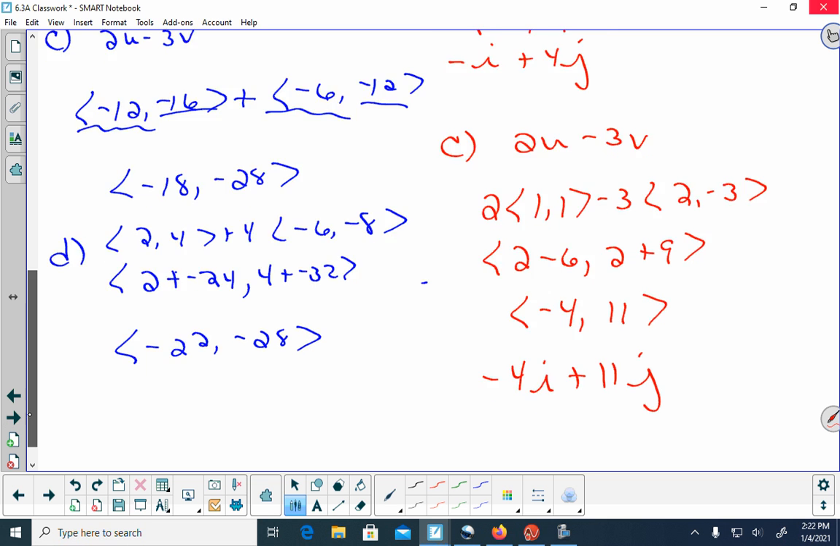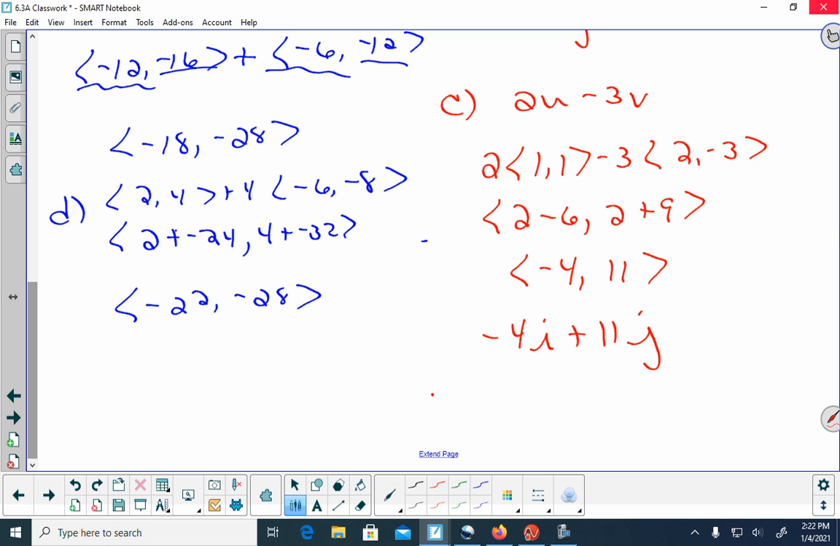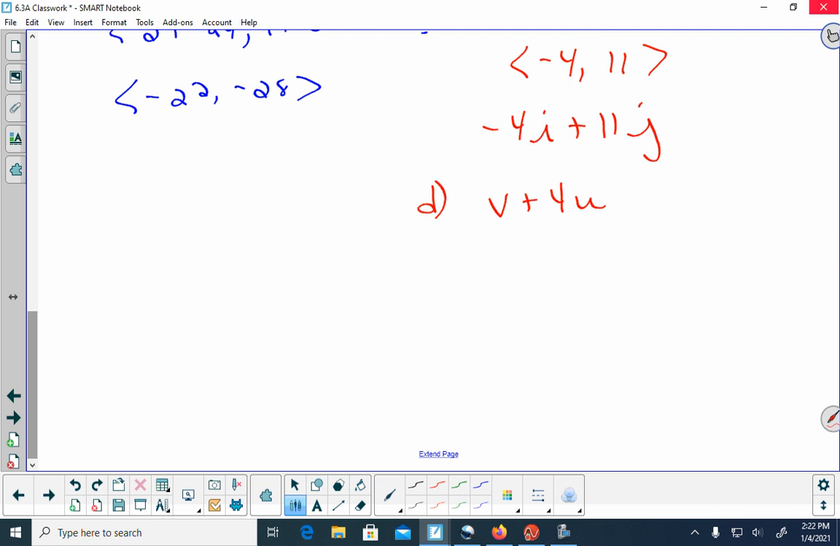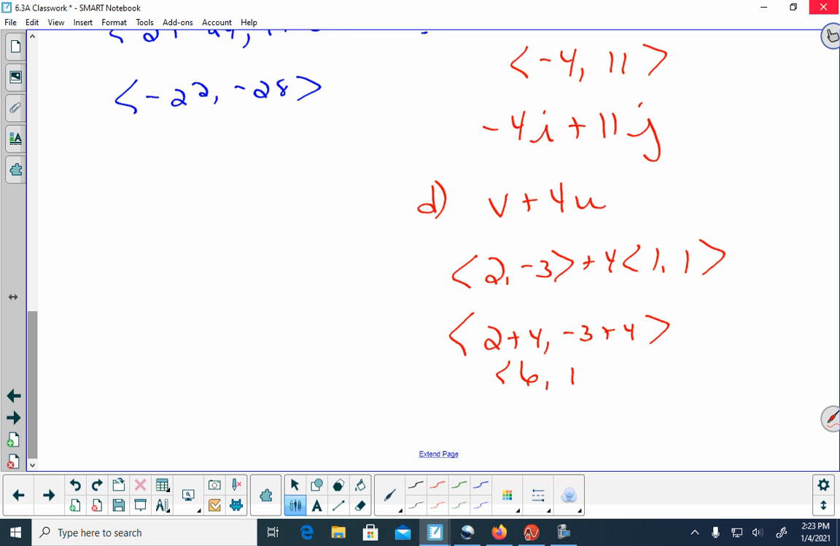And the last one, D, remember this one, they're switching orders, don't let them trick you. And it's v plus 4u. So v was that 2, negative 3, plus 4 times that 1, 1. So this is 2 plus 4 and negative 3 plus 4. This ends up being 6, 1, which I'll write as 6i plus 1j. And it's 1 in there, but I didn't write it.